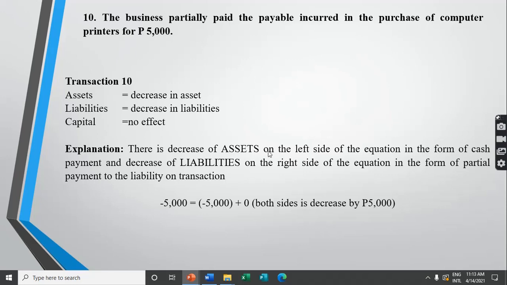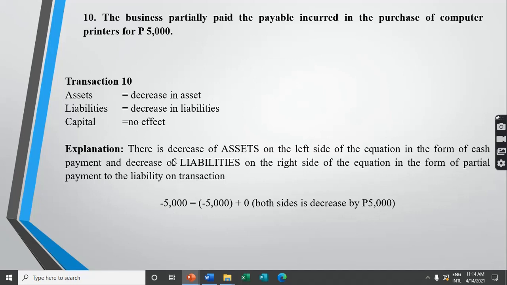So, magkakaroon tayo ng decrease in asset. And also, sa liabilities, decrease in liabilities rin. Kasi nagbayad ka nga ng utang mo, which is worth 5,000. So, sa capital, walang effect doon. Okay? So, both sides decrease by 5,000.